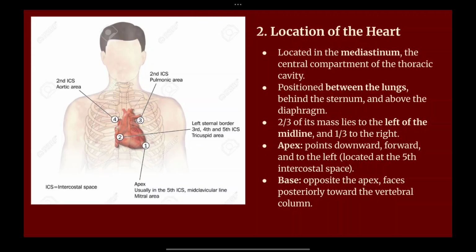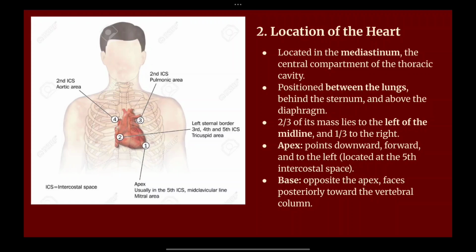Now where is the position? Exactly between the lungs, behind the sternum and above the diaphragm. So from the anterior region you have the sternum, which is covering the heart. From the posterior region you have the vertebra. On the lateral sides you have the lungs, and below, or the inferior region, is the diaphragm. So that is the position of the heart.